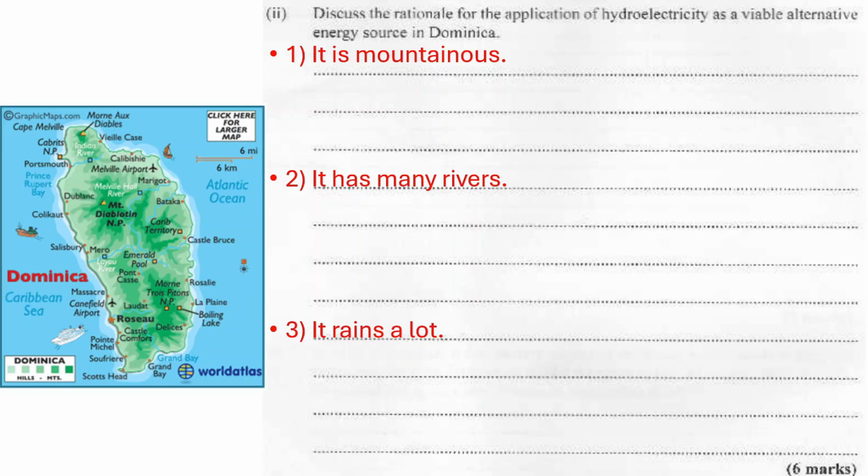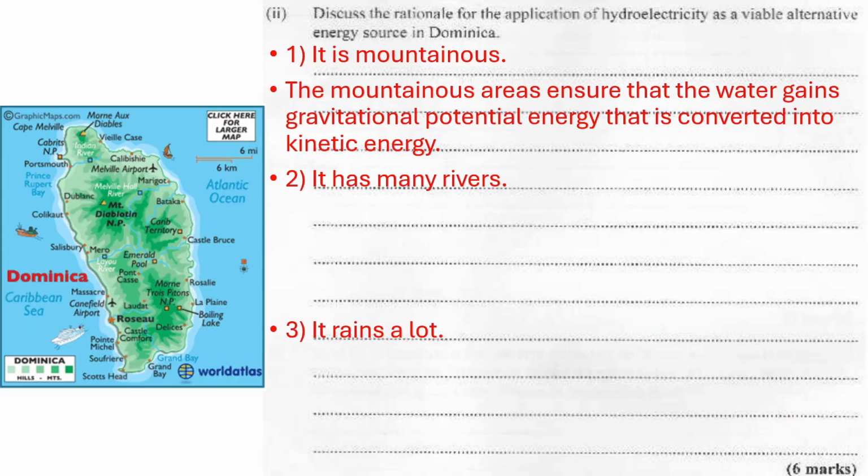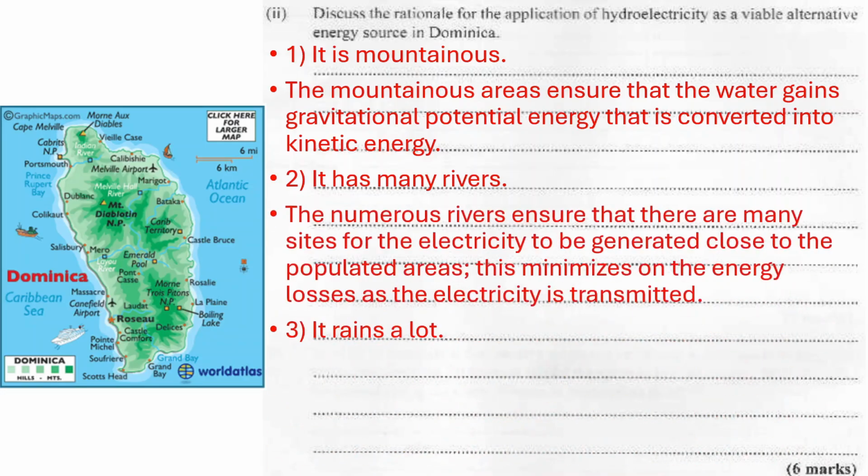So, why are those 3 reasons good reasons for having hydroelectricity in Dominica? Well, one, if it is mountainous, then the mountainous areas ensure that the water gains gravitational potential energy that can be converted into kinetic energy. The fact that it has many rivers, well, the numerous rivers ensure that there are many sites for the electricity to be generated close to the populated areas, which will then minimize the energy losses due to electricity transmission.